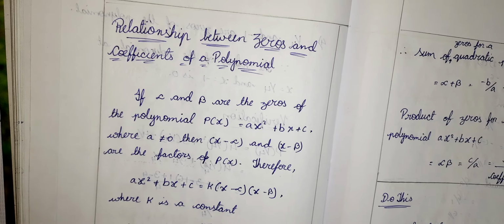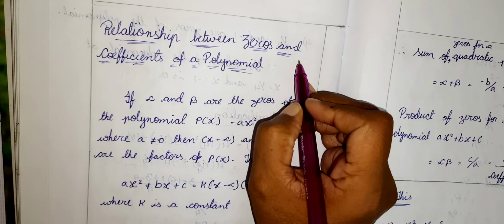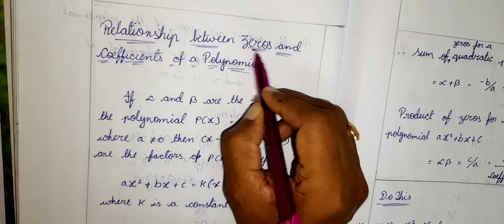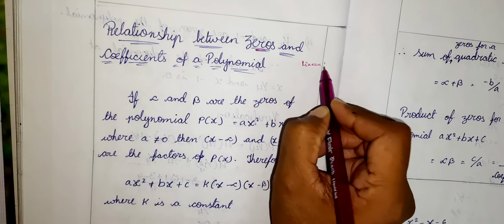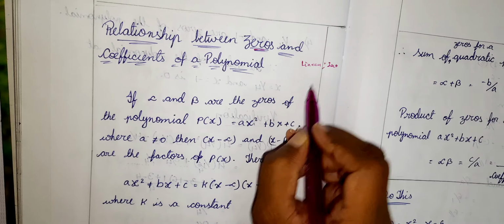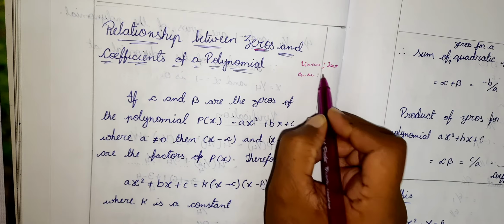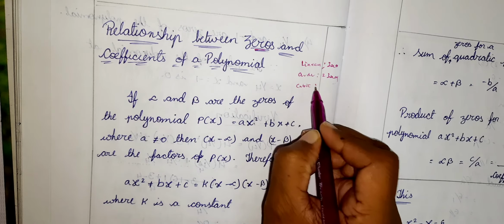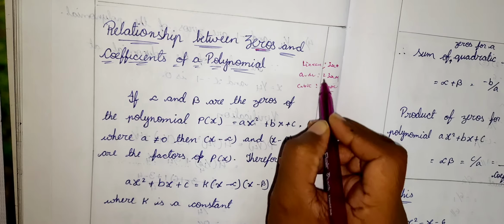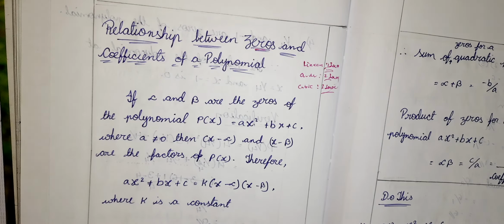So now we are going to see the relationship between zeros and coefficients of polynomials. First of all, we should understand how many zeros there can be for a polynomial. The degree of the polynomial defines the zeros. If the degree is 1, that means a linear polynomial, then you will get only 1 zero. If it is a quadratic polynomial, you will get 2 zeros because the degree is 2. If it is a cubic polynomial, you will get 3 zeros. So first, you have to remember this in your mind.